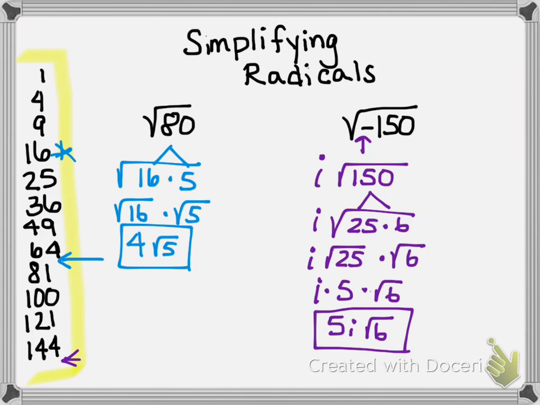Again, the easiest way to work with these simplifying radicals is write your perfect squares down the side of your paper and start dividing by your perfect squares. That will save you from doing your big long prime factorization tree and looking for groups of 2.